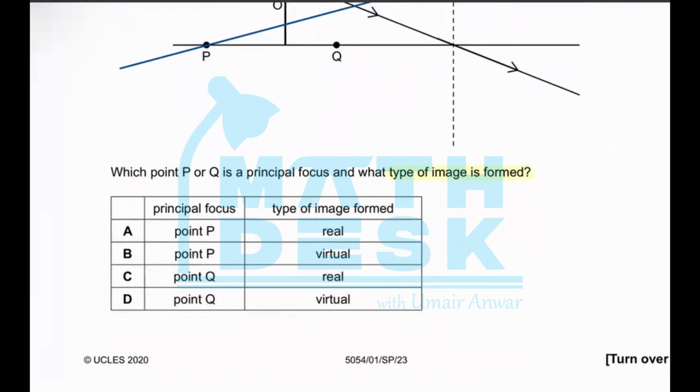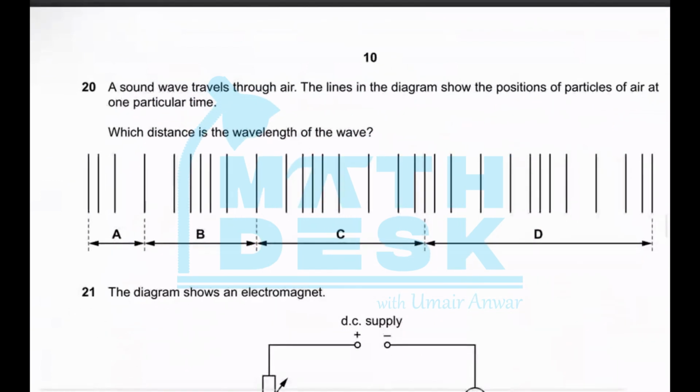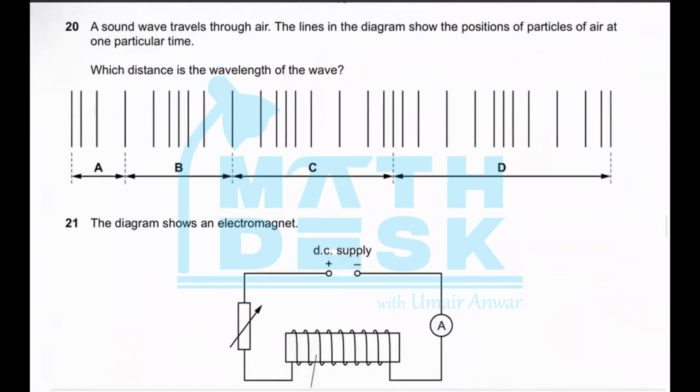Okay, question number 20, it says a sound wave travels through air. The lines in the diagram show the position of the particles of air at one particular time. Which distance is the wavelength of the wave? So the wavelength would be the distance between two adjacent centers of compressions or rarefactions. It starts from the center of compression, but it does not end at the next compression. Instead of ending here, two compressions are being counted. So this does not represent the wavelength.